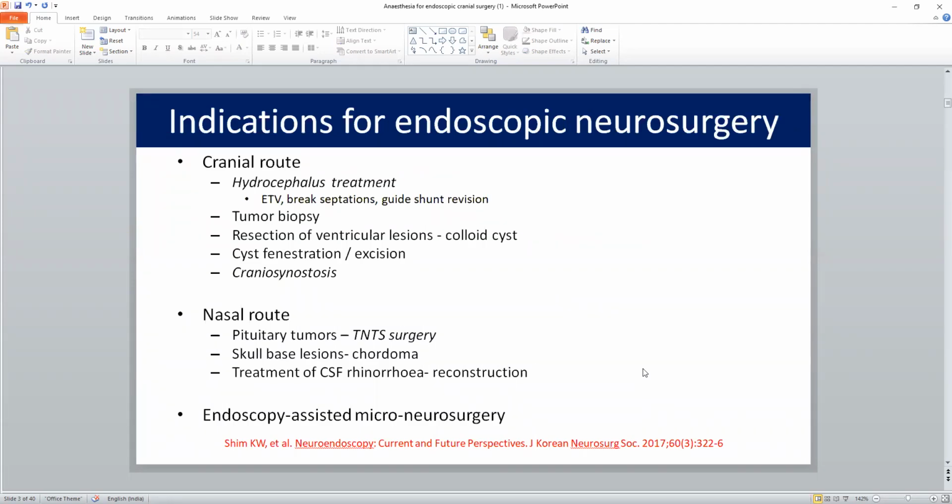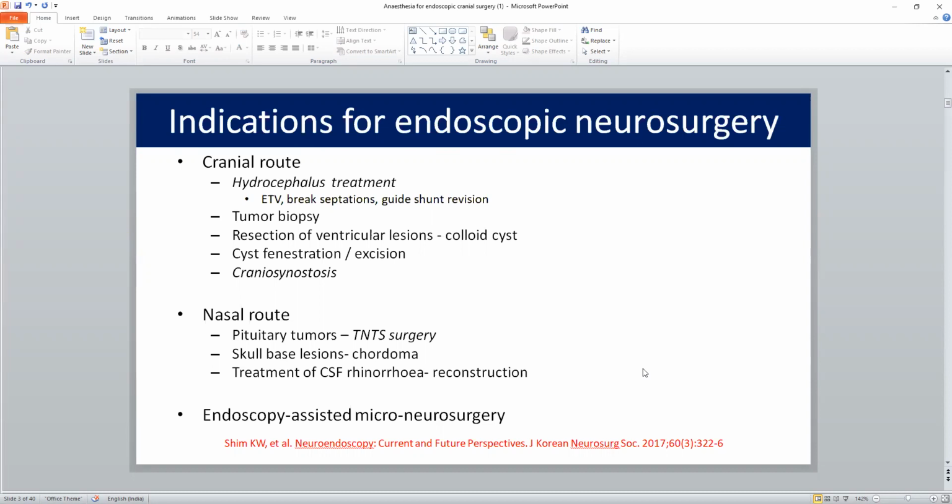Now, what are the indications for endoscopic cranial neurosurgery? The two common routes that are adopted for cranial endoscopic surgeries are the cranial route and the nasal route. In the cranial route, most of the treatment that is done is for hydrocephalus, which includes endoscopic third ventriculostomy, breakage of the septations leading to hydrocephalus or loculated hydrocephalus, and to guide the shunt revisions, especially when the shunt is performed multiple times and has failed.